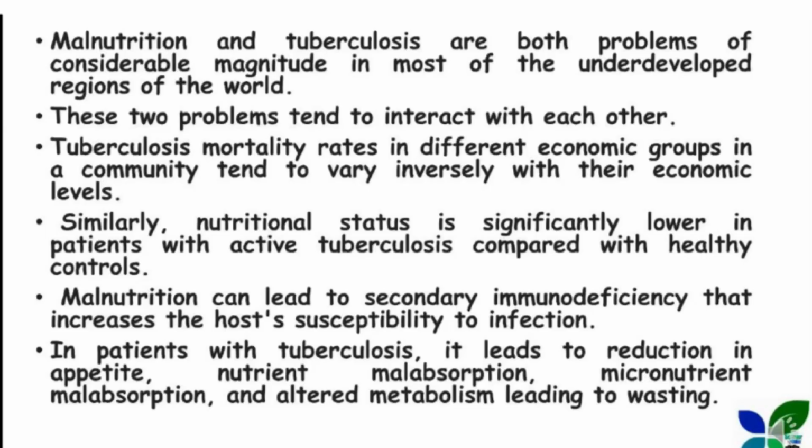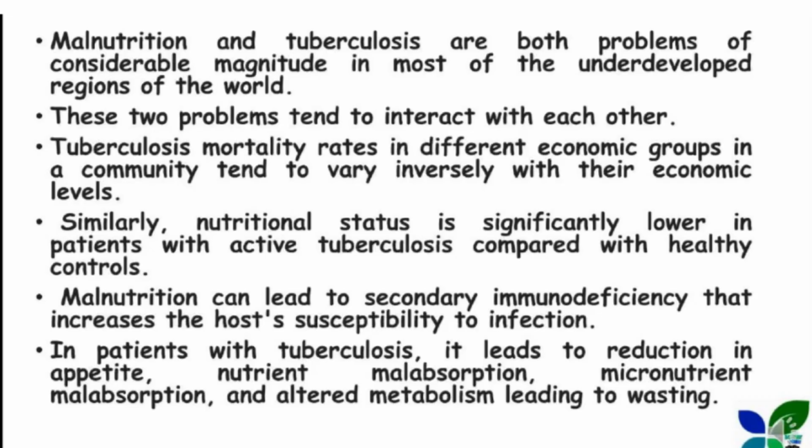Malnutrition and tuberculosis are both problems of underdeveloped regions of the world. Most of these two problems tend to interact with each other. Tuberculosis mortality rate in different economic groups in a community tends to vary inversely with their economic levels. Similarly, nutritional status is significantly lower in patients with active tuberculosis compared with healthy controls.